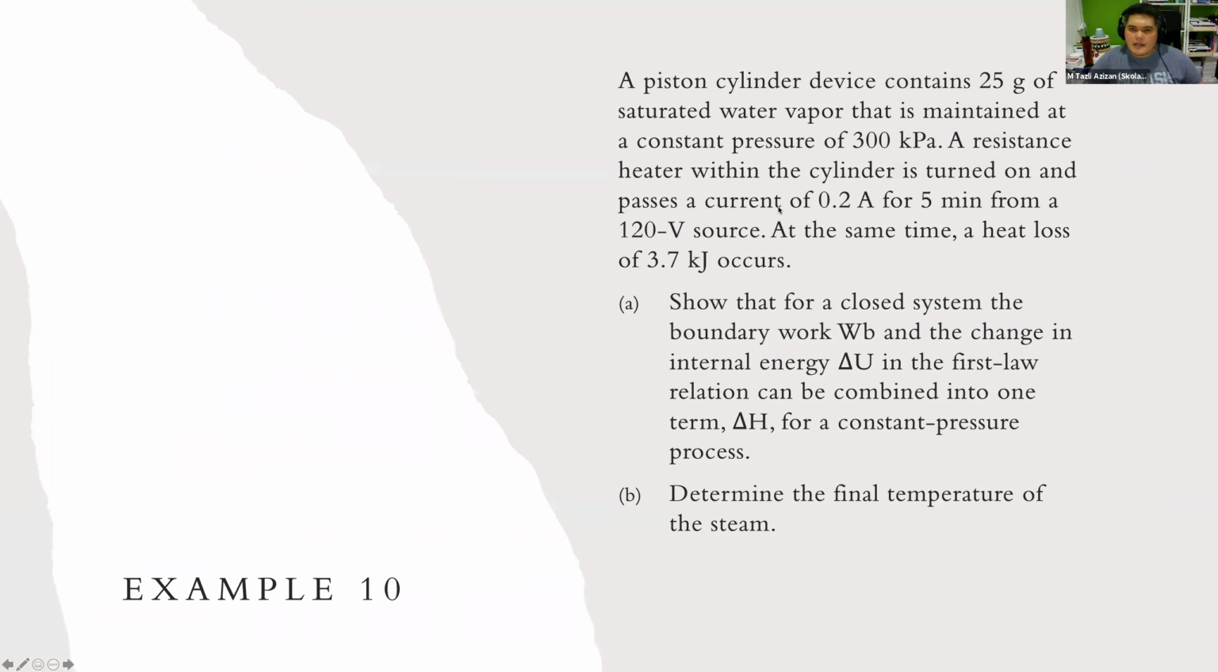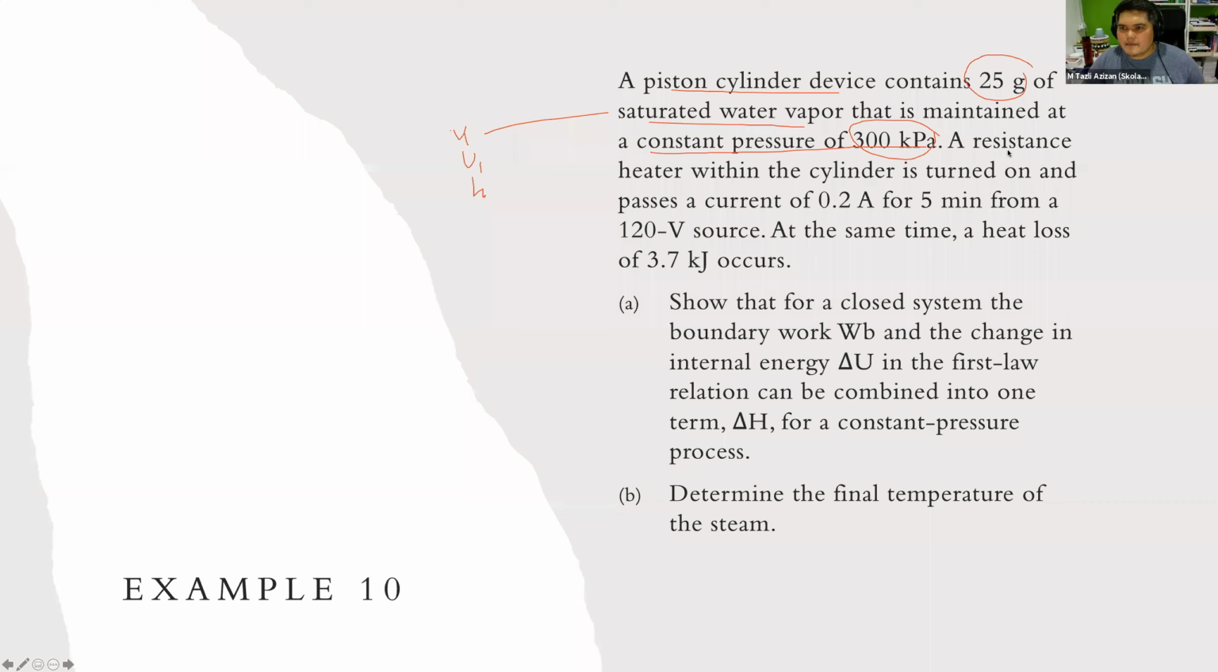Example 10. A piston cylinder device contains 25 grams of saturated water vapor that is maintained at a constant pressure of 300 kilopascal. So again, we come to the word here, which is constant pressure. And then we have a piston cylinder device with 25 gram of saturated water vapor. So we know, if you go to 300 kilopascal, then you will be able to get the saturated water vapor property information, whether we want to know its specific volume, its volume, internal energy, or its enthalpy, we can get from the table, right?